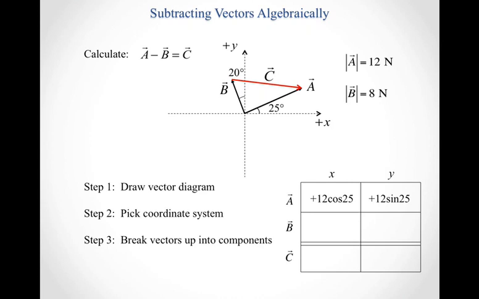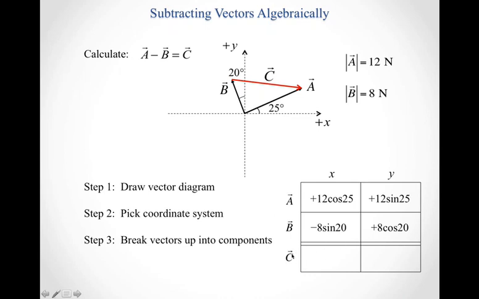Vector B points up and to the left, has a magnitude of 8 newtons, and makes a 20 degree angle with the y-axis. So I know vector B will have an x component of negative 8 sine 20 and a y component of positive 8 cosine 20. Again, the equation that we're setting up is A minus B equals C.